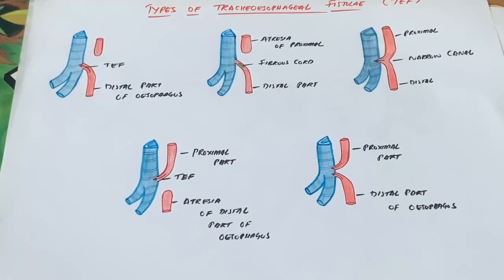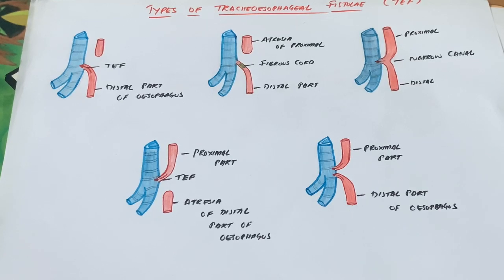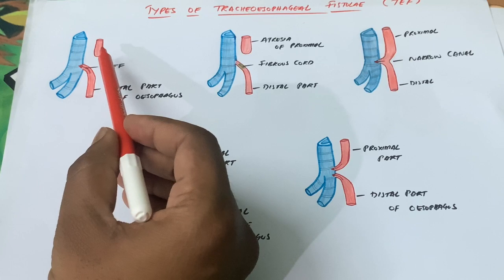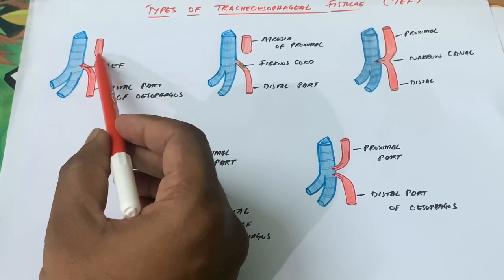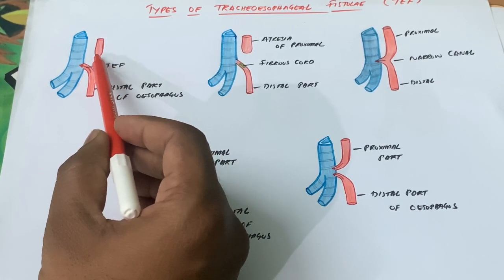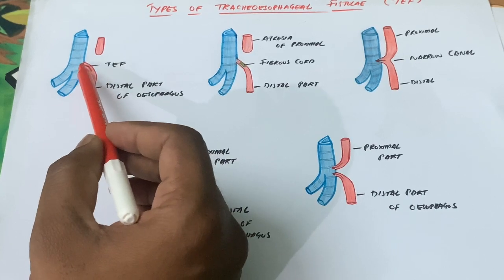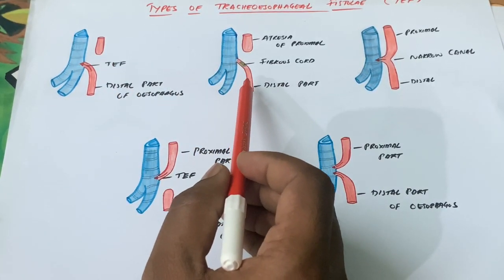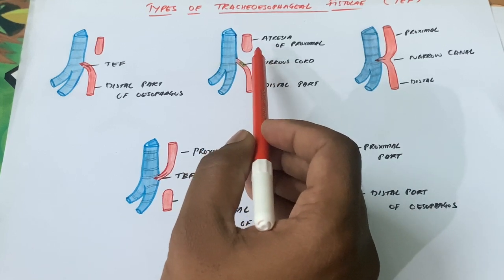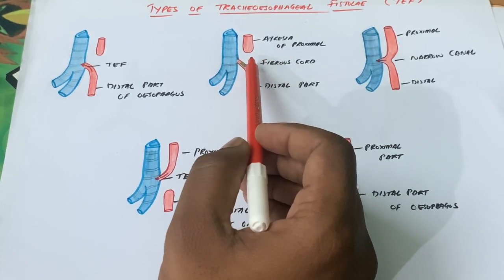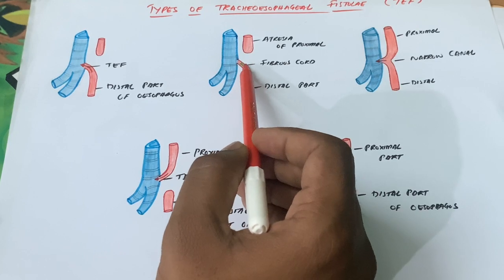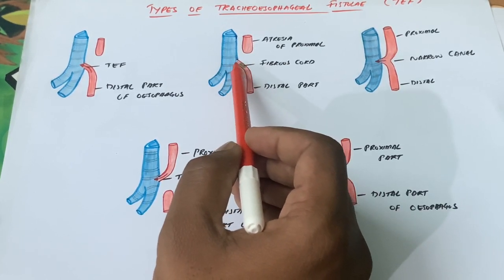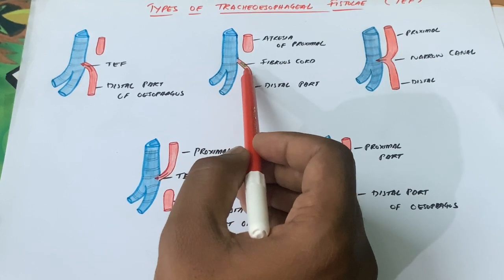In the first, you can see the upper part of the esophagus ends blind. It has a blind pouch, and the lower part communicates with the trachea. This is one type. Next we have another type, where the communication is replaced by a fibrous cord.